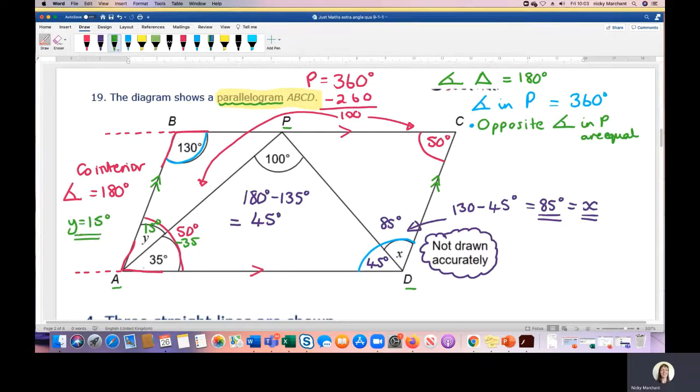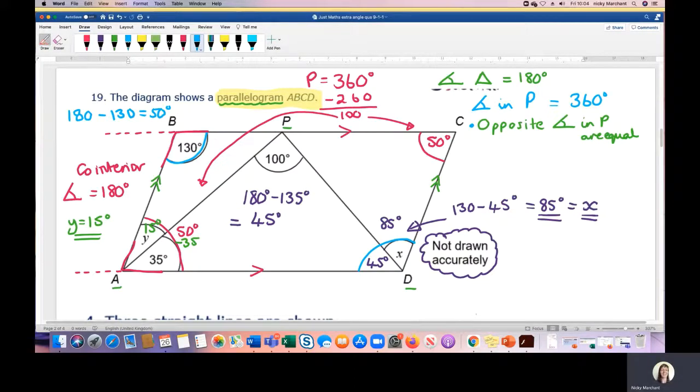Now let's go to this co-interior method instead, because some of you might think, oh, I could use that method instead. So the co-interior, we've got 130 here, and these two added together must be 180. So therefore 180 take away your 130 leaves you with 50 degrees for that corner, and then you can again do your 50, take away the 35 that's already there, you get 15 degrees. So just a slightly different variation at the end there for finding that y angle.